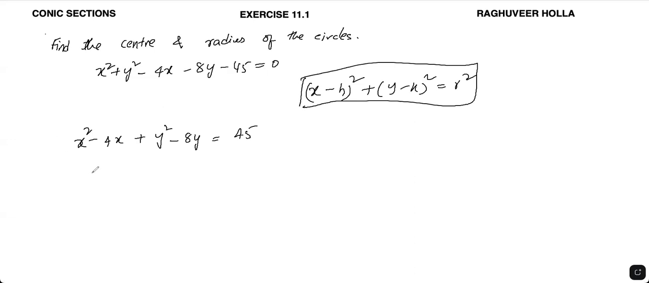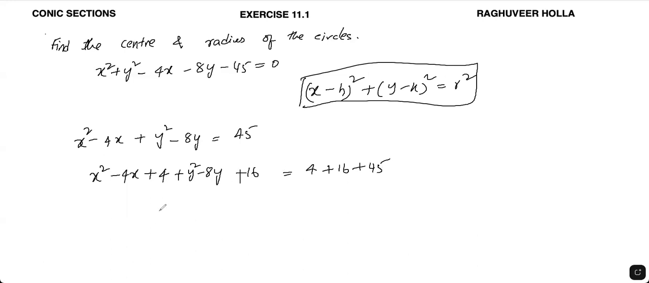So for x square minus 4x, I add 4, right? So I will also subtract it, and bring it on the right hand side as 4. And again, this is y square minus 8y, so I'll add 16 for this, and I have to subtract 16, right? So if you bring it on the other side, this is 4 plus 16, and this is 45, right?